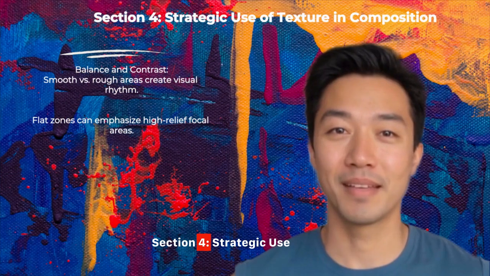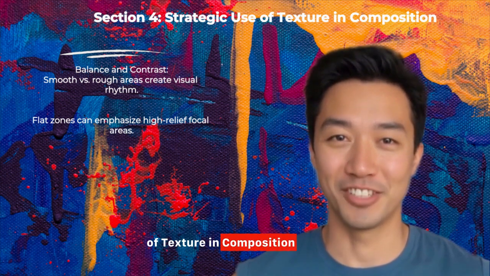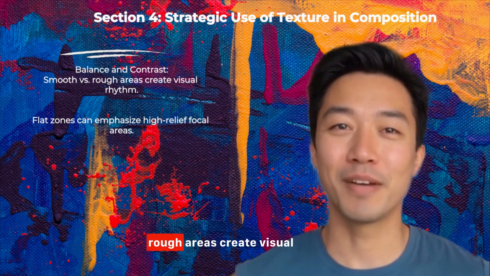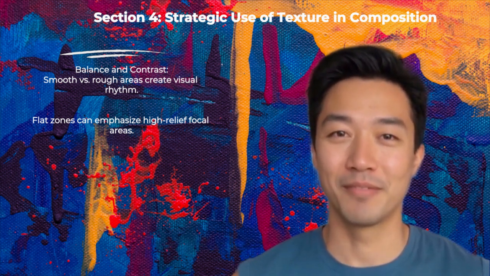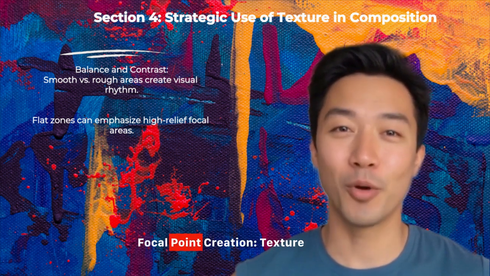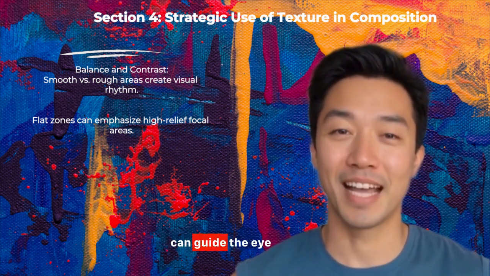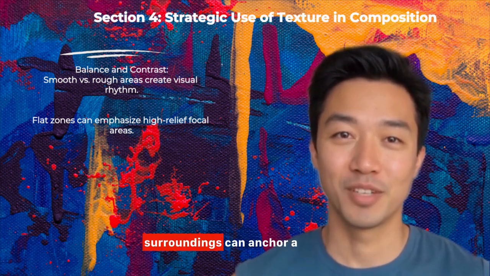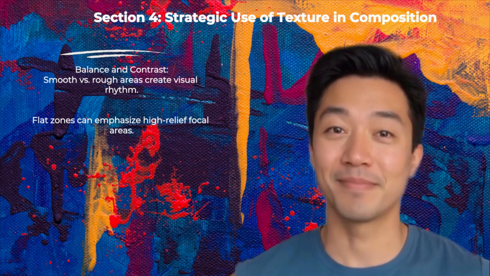Section 4. Strategic use of texture in composition. Balance and contrast: smooth versus rough areas create visual rhythm. Flat zones can emphasize high-relief focal areas. Focal point creation: texture can guide the eye and draw attention. High contrast texture amidst smooth surroundings can anchor a composition.